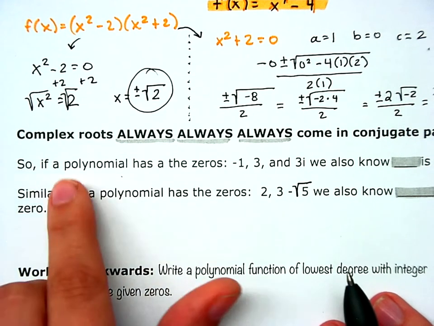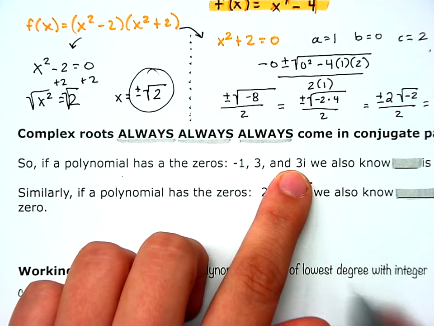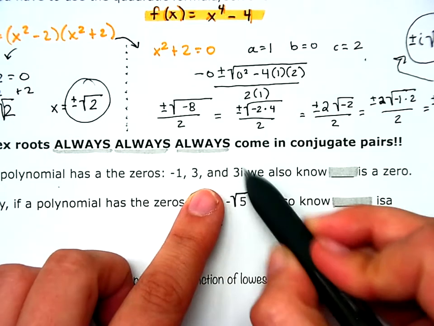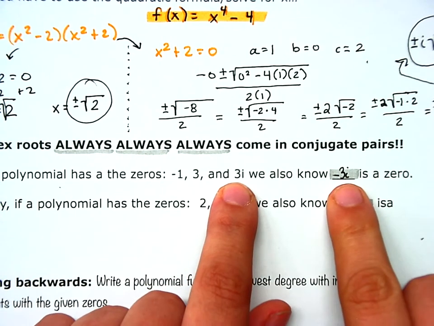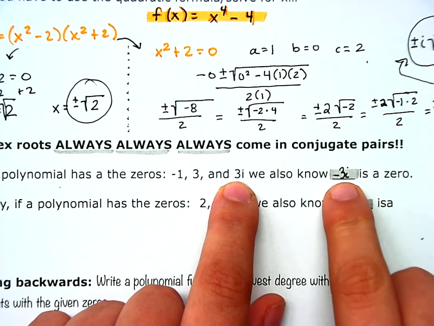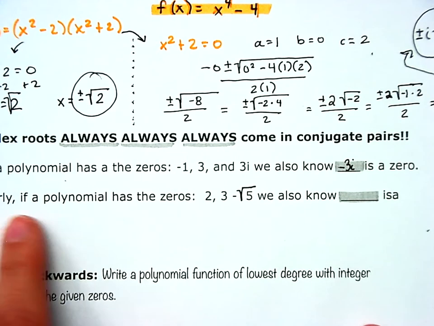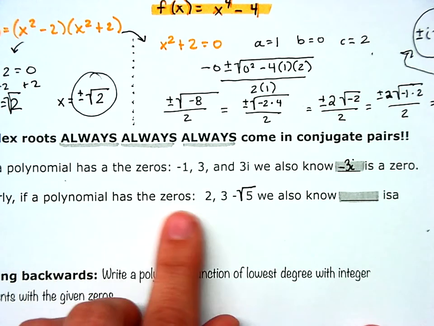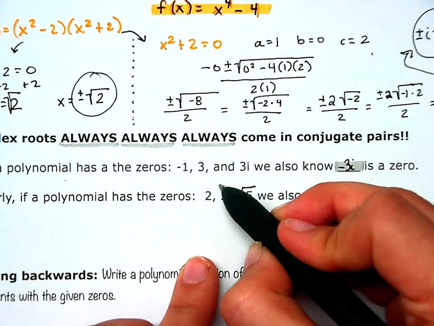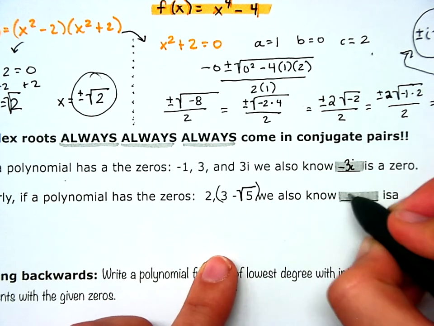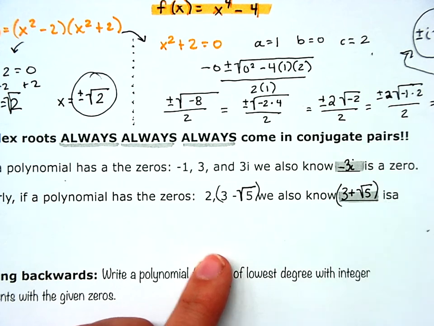It says, if a polynomial has the zeros negative 1, 3, and 3i, we also know that the opposite of this is a zero, negative 3i. So 3i and negative 3i come in a pair, always, always, always. Let's try another one. If a polynomial has the zeros 2 and 3 minus root 5, then we also know the conjugate of this, 3 plus root 5, is also a zero.